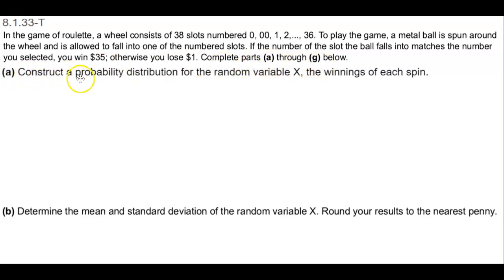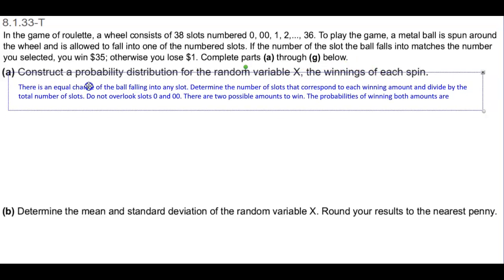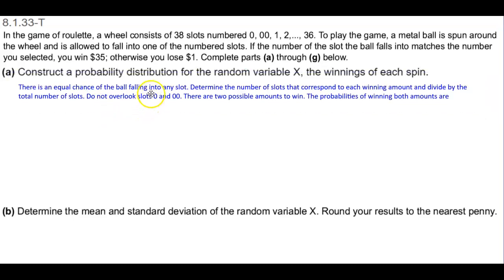Part A, we want to construct a probability distribution for the random variable x, the winnings of each spin. Okay, so the first thing we need to do is there is an equal chance of the ball falling into any slot. Determine the number of slots that correspond to each winning amount and divide by the total number of slots. Do not overlook slots 0 and 00. There are two possible amounts to win. The probabilities of winning both amounts are going to be the following.